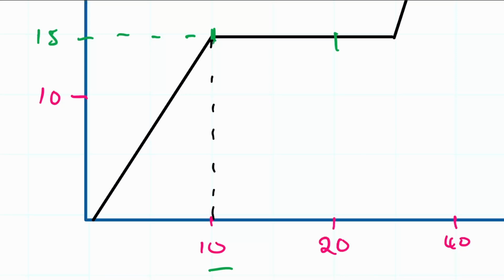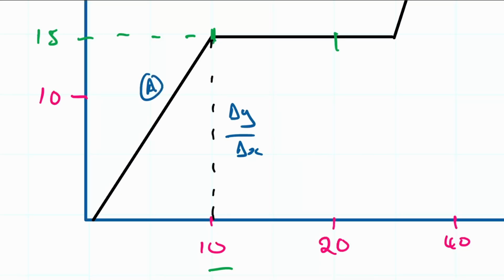So this first section I'm going to call section A, and I'll put it in a different color so we know that this is section A. For section A, we can work out the gradient, right? What we do is we work out the difference in y, and we divide it by the difference in x. And y and x refer to our axes over here.